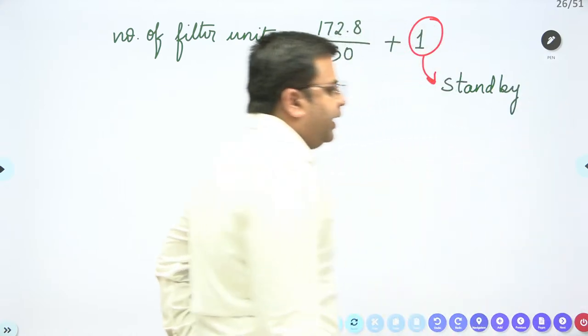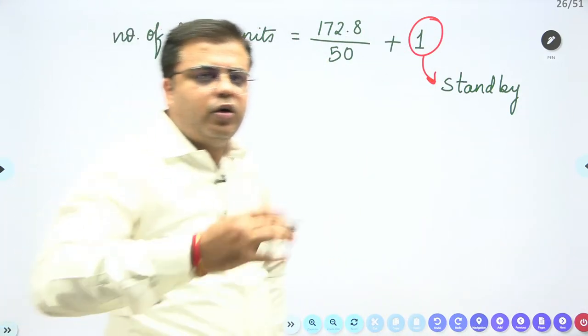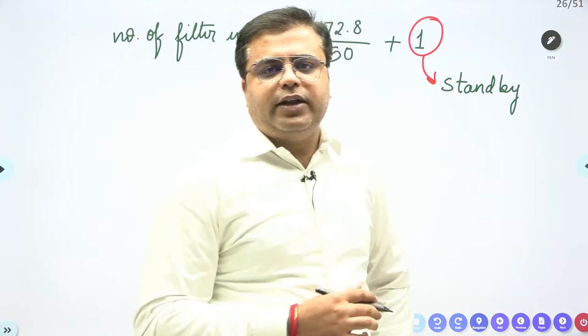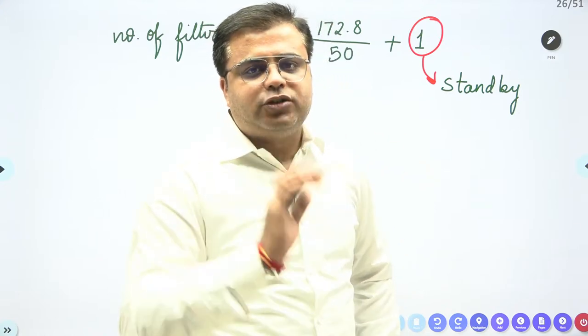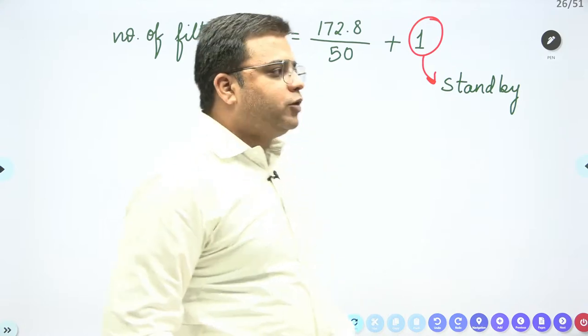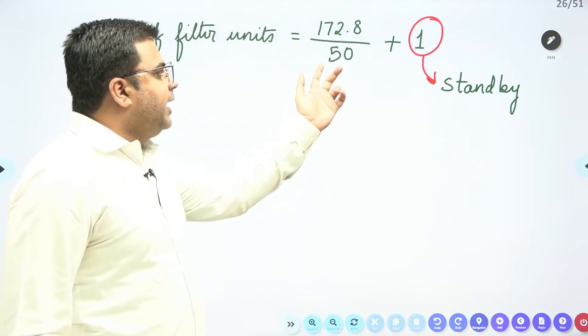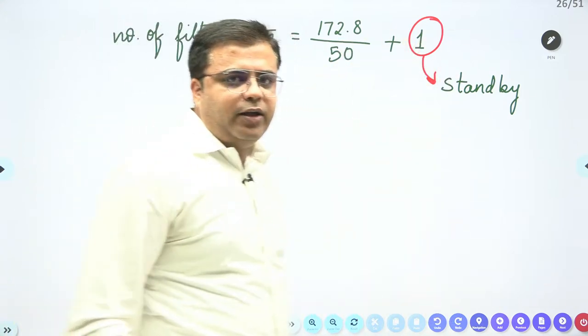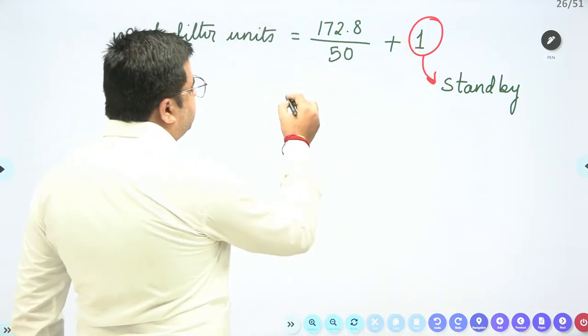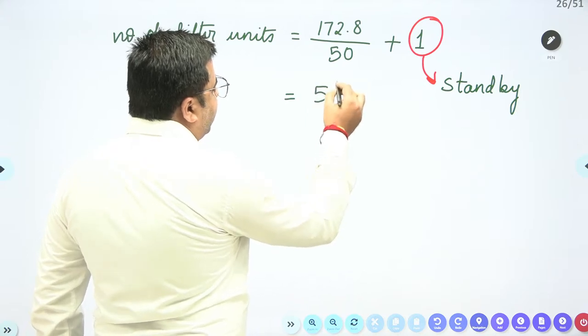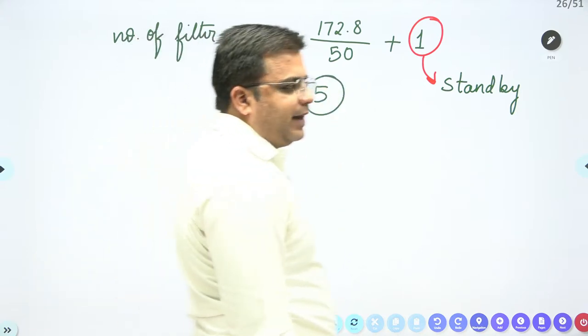For the standby unit, if any maintenance work is ongoing for any rapid sand filter unit, this standby unit has to be taken into consideration. So we always provide the total number of filter units that are calculated plus 1, which is a standby unit. So the total number of filter units that you need to provide will be 5. So this 5 is your correct answer, right?